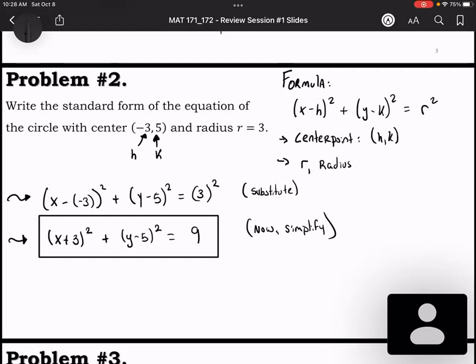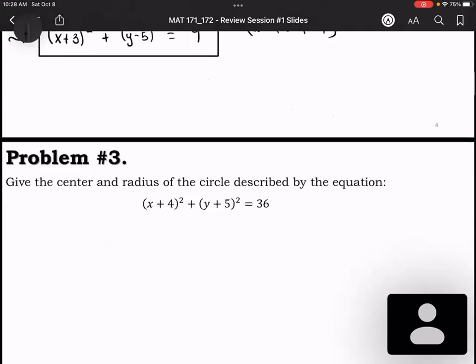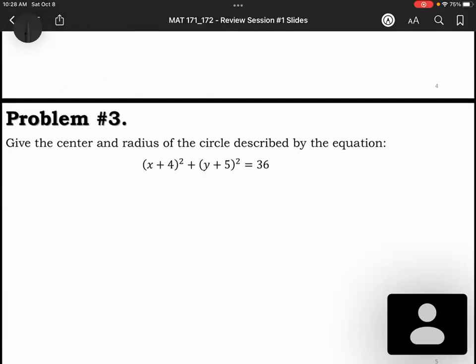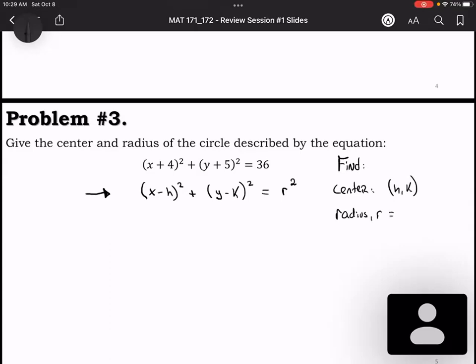All right, let's look at problem number 3. Problem number 3, we're going backwards now. Problem 3 states, give the center and the radius of the circle described by its equation. (x + 4)^2 + (y + 5)^2 = 36. So again, this problem is essentially problem number 2, but we're going backwards, right? We know that the equation of the circle is defined as (x - h)^2 + (y - k)^2 is equal to the value of r raised to the second power. So what we need to do here is find the center, right? The center is denoted again as the ordered pair (h, k), and the radius, the value of r, okay?